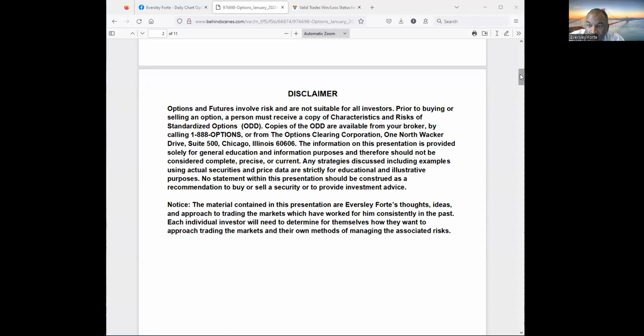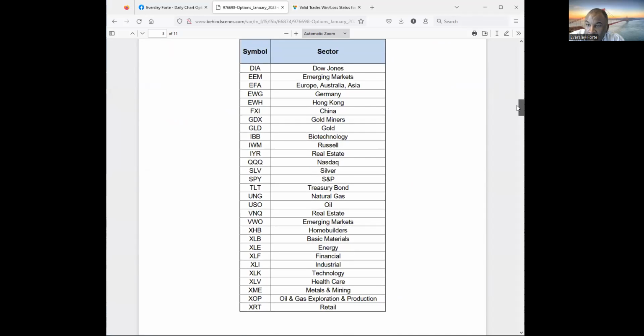Okay, so we're going to be looking at how we trade these sectors. These are the primary sectors which we trade with options. We don't do complicated spreads. We do not spread trade. We do not buy one and sell one against the other. No spread trade. This is buying calls and buying puts.